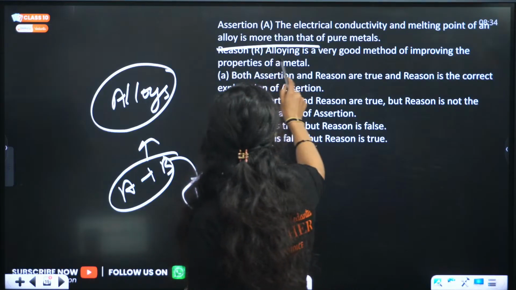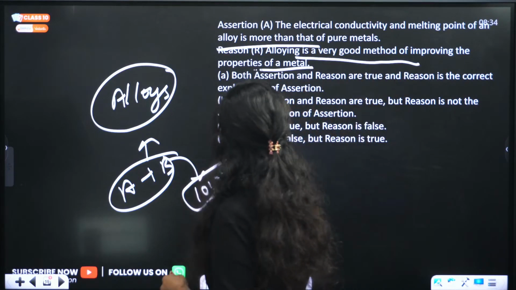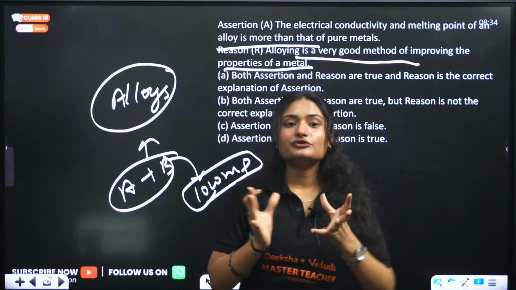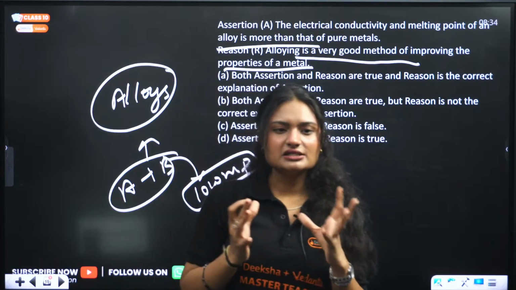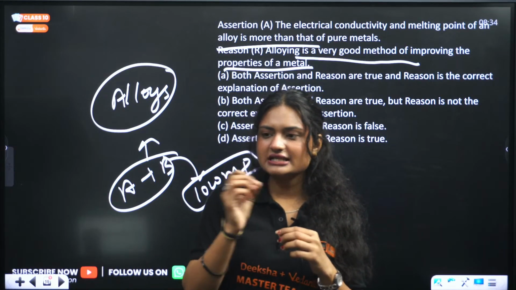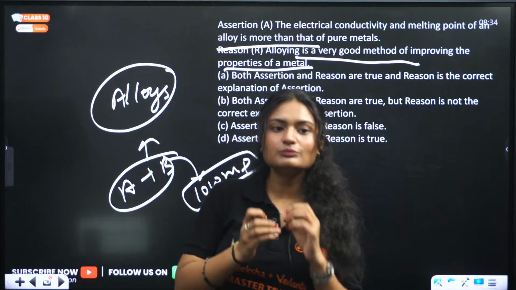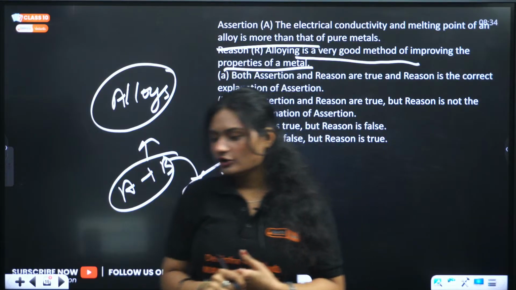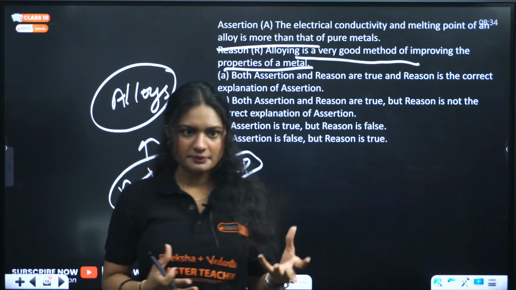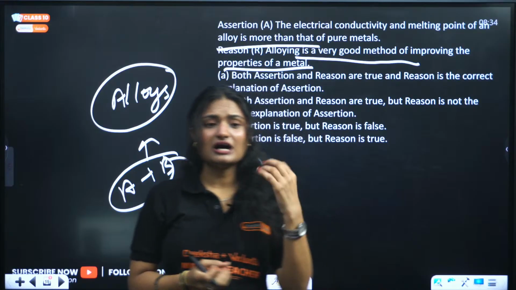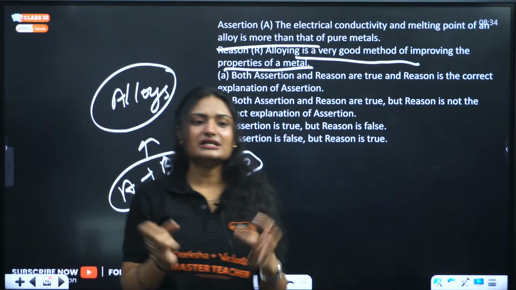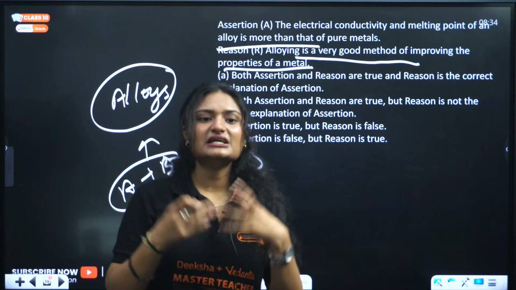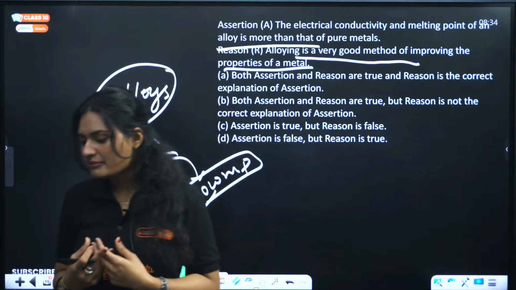Next is, alloying is a very good method for improving the properties. Why do we do alloying? Basically it's like gene modification, so we are modifying metal so that we can improve certain properties of the metal that we need, right? For example, copper gets rusted very easily, but if you have brass or bronze, it does not get rusted easily, right? So we make our alloys so that we can improve certain properties in our metals.